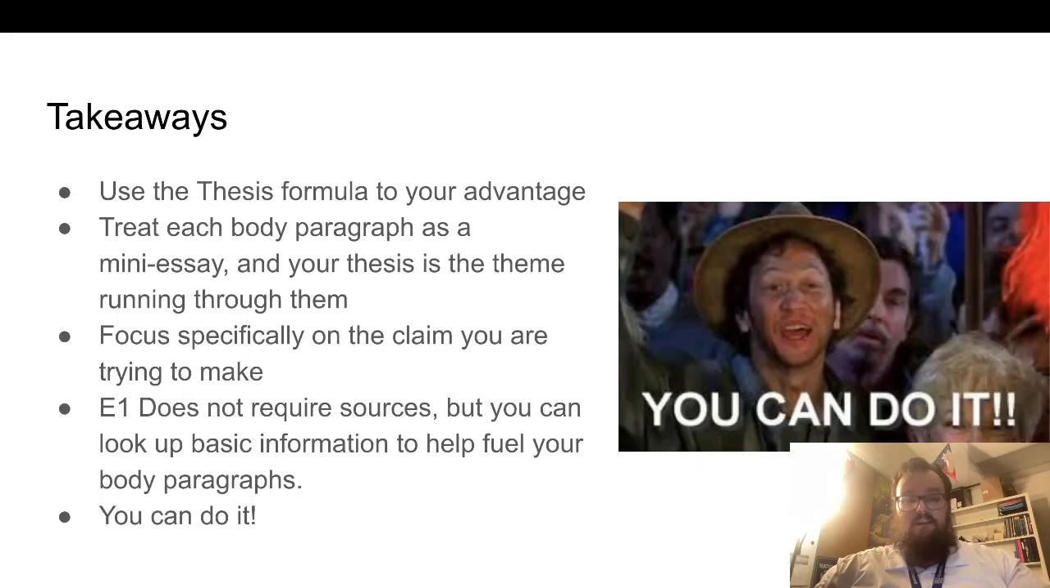So takeaways from this: use the thesis formula to your advantage. Treat each body paragraph as a miniature essay, and your thesis is the theme running through them. Focus specifically on the claim that you are trying to make, okay? And Essay 1 does not require sources, but you can look up basic, general information to help fuel your body paragraphs. There's nothing wrong with that. Just make sure you're not copying and pasting the literal words from somebody else and then not citing it, right?